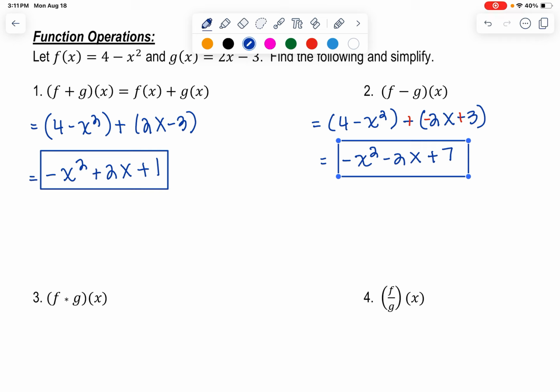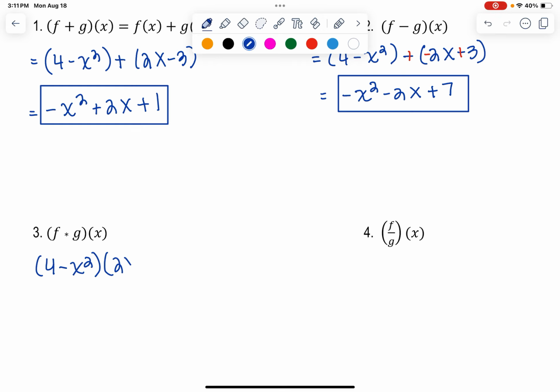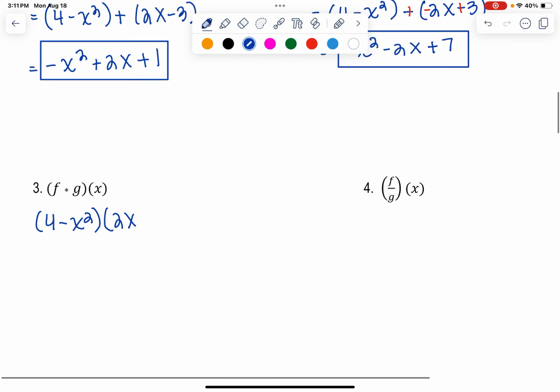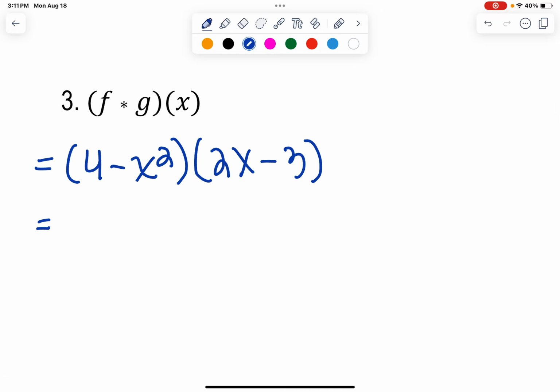Okay, moving on to the next one, it says f times g of x. So this is the same thing as f of x times g of x. So I'm going to write down what f of x is, 4 minus x squared, times g of x, which is 2x, was it minus 3? Yes, minus 3. And now I'm going to multiply these 2 functions. So I'm just going to use the distributive property.